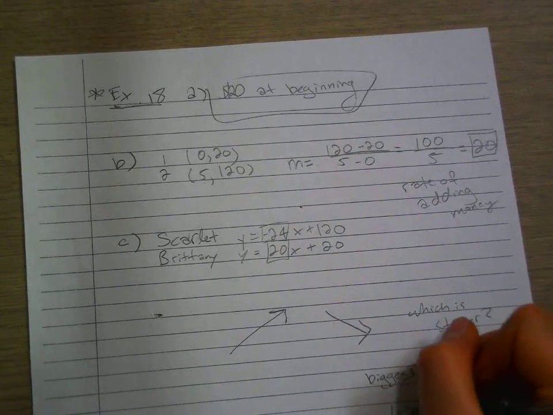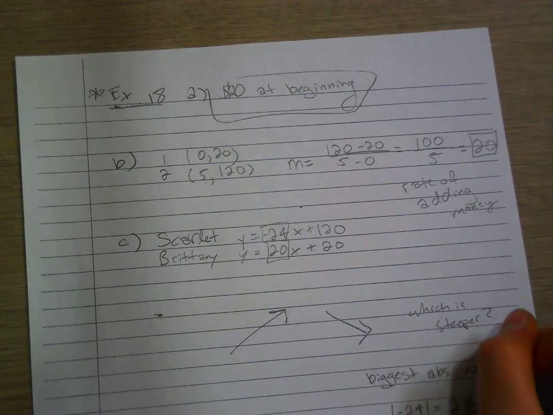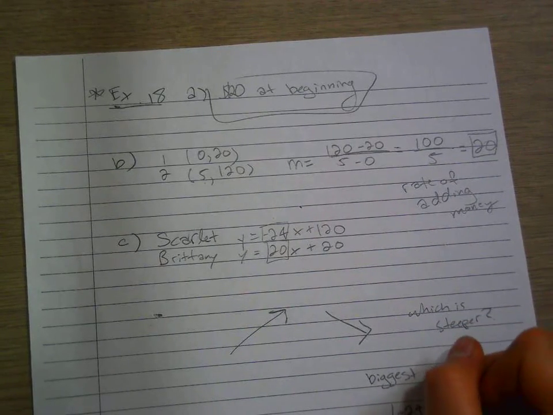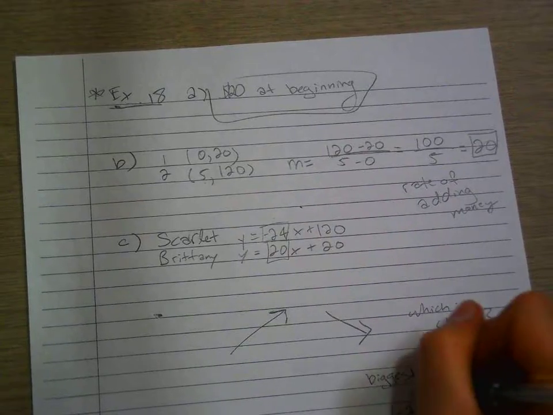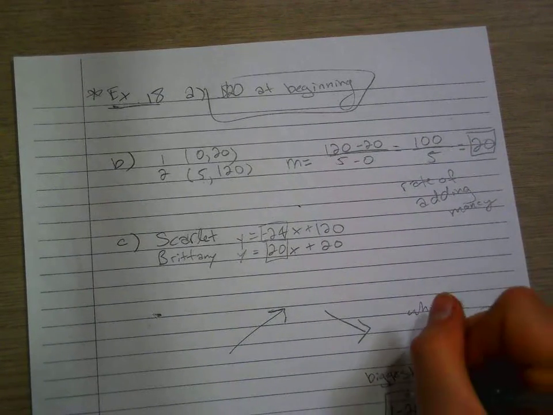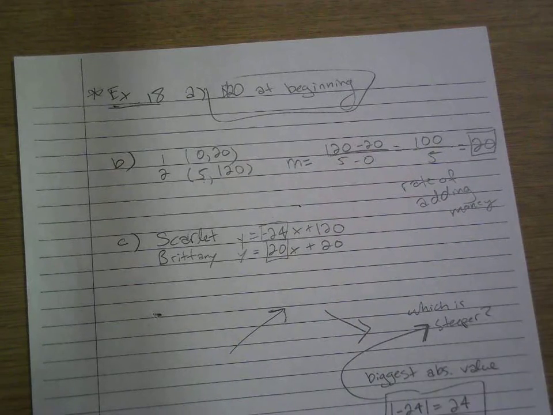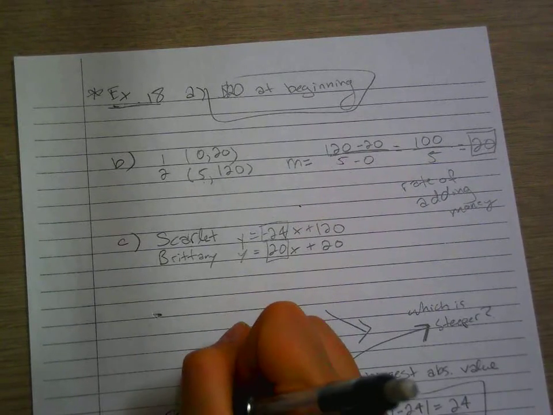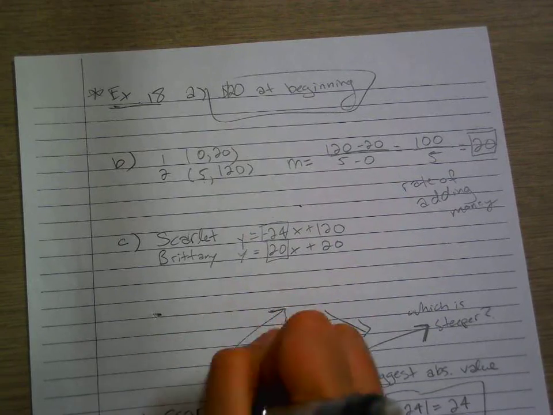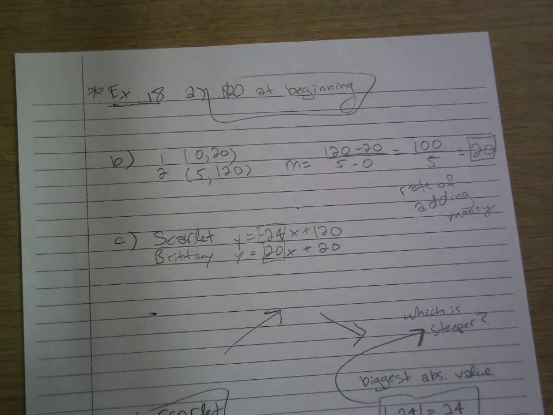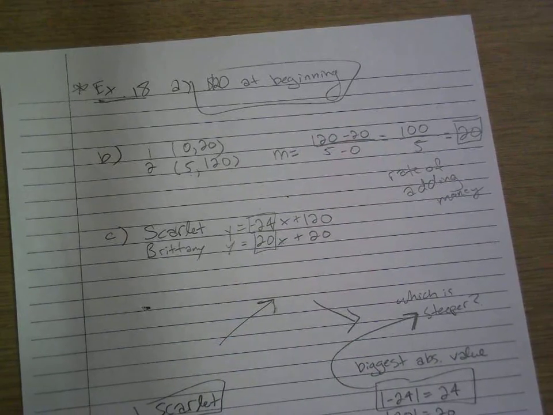So the absolute value of negative 24 is 24. The absolute value of 20 is 20. Therefore, this one has the bigger absolute value, so it is steeper. Therefore, Scarlett is losing money faster than Brittany is adding in money. All right, try this on guided practice 3.